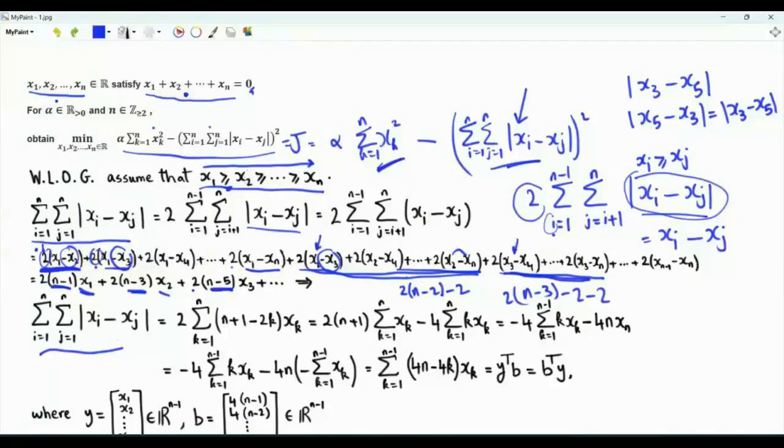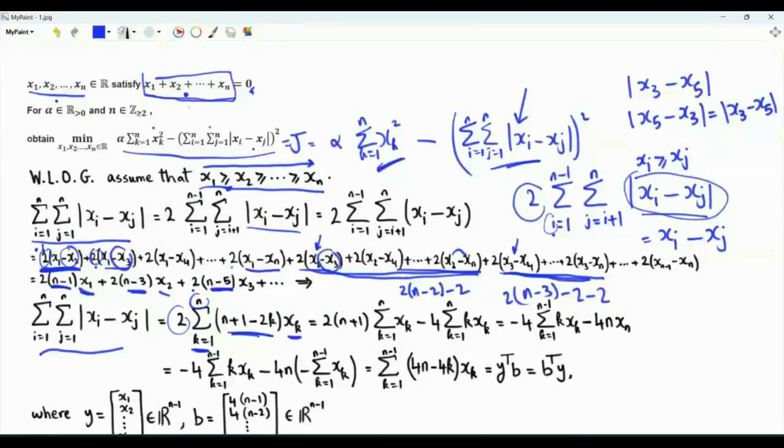The double sum that we have in the objective function can be written as a single sum. Summation k from 1 to n of xk, where xk is multiplied by 2 times n plus 1 minus 2k. Our optimization problem is constrained. The sum of the x's is equal to 0.